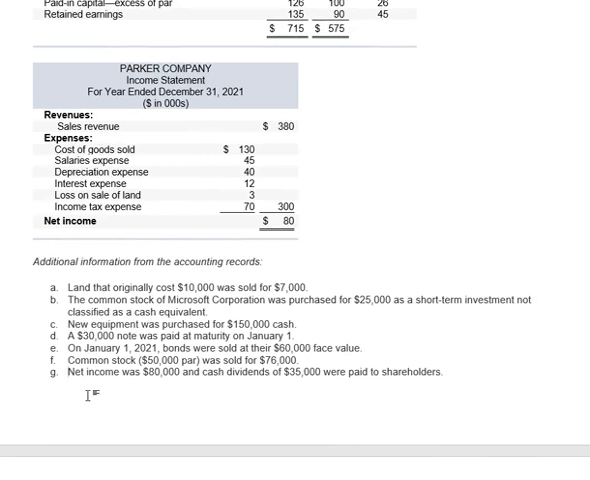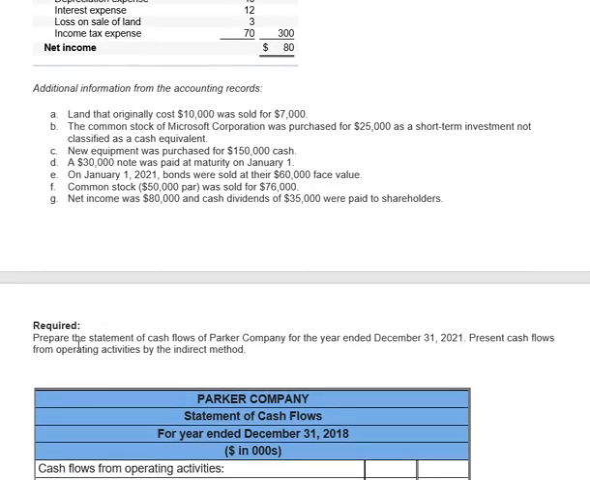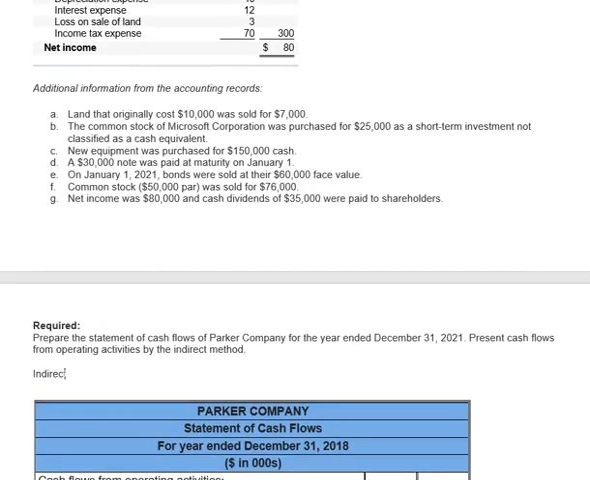So under the indirect method, let's just make a quick note down here. Indirect method: for operating assets, if operating assets are increased, you subtract.